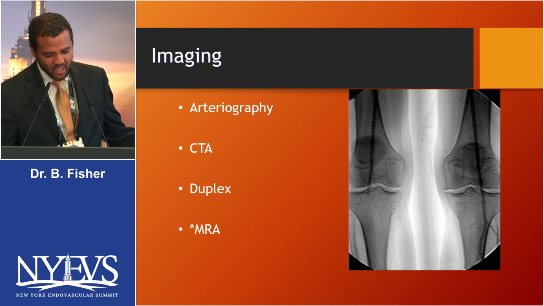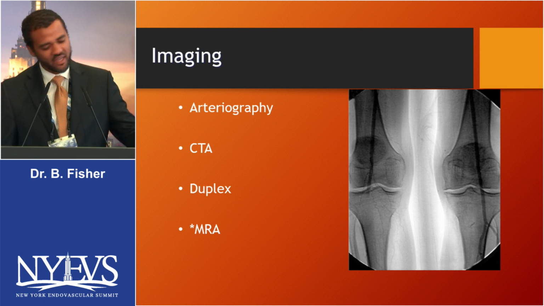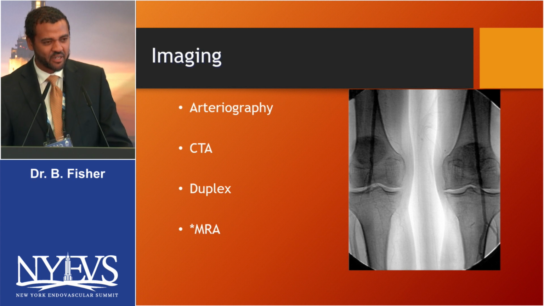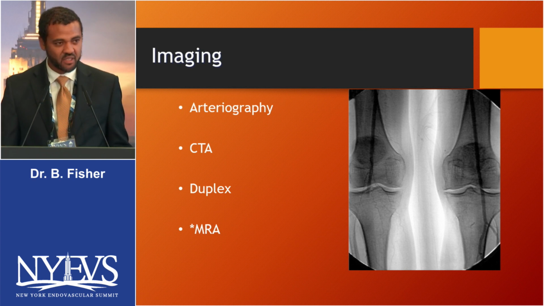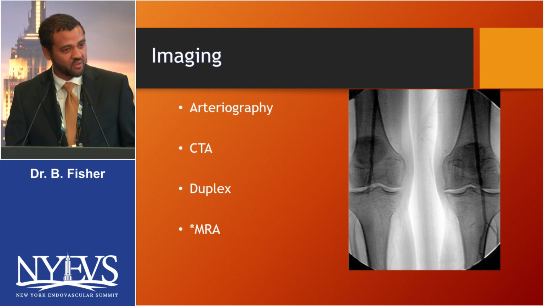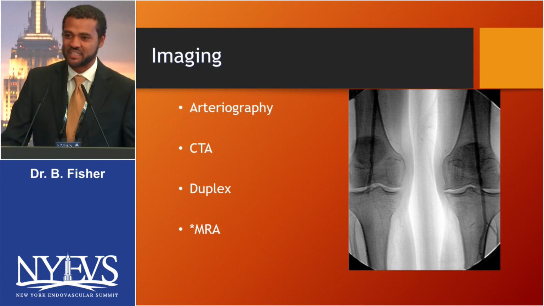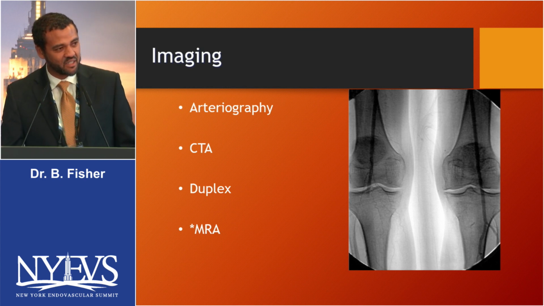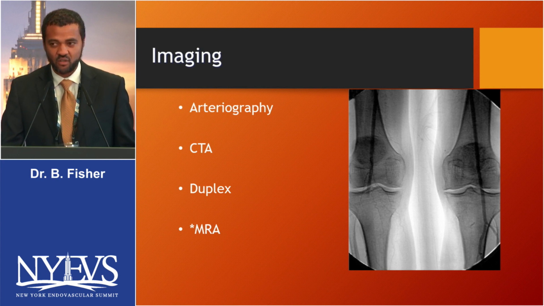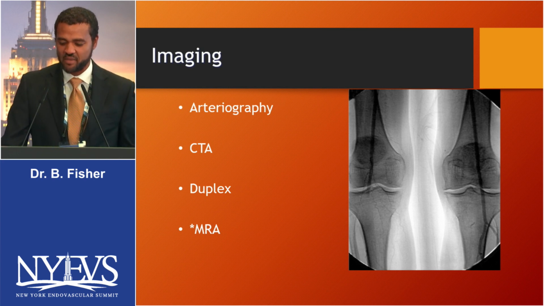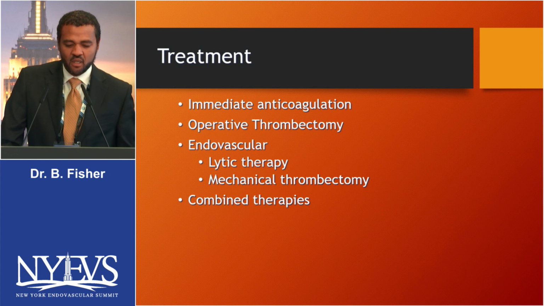So how do we understand what's really there? You have the usual suspects. I put a star by MRI because it's super slow. I doubt that there's anyone in the room doing MRI for acute limb ischemia, though it's listed routinely as a pretty good imaging modality. I would not suggest using this modality in the acute phase, just because of the time it takes.